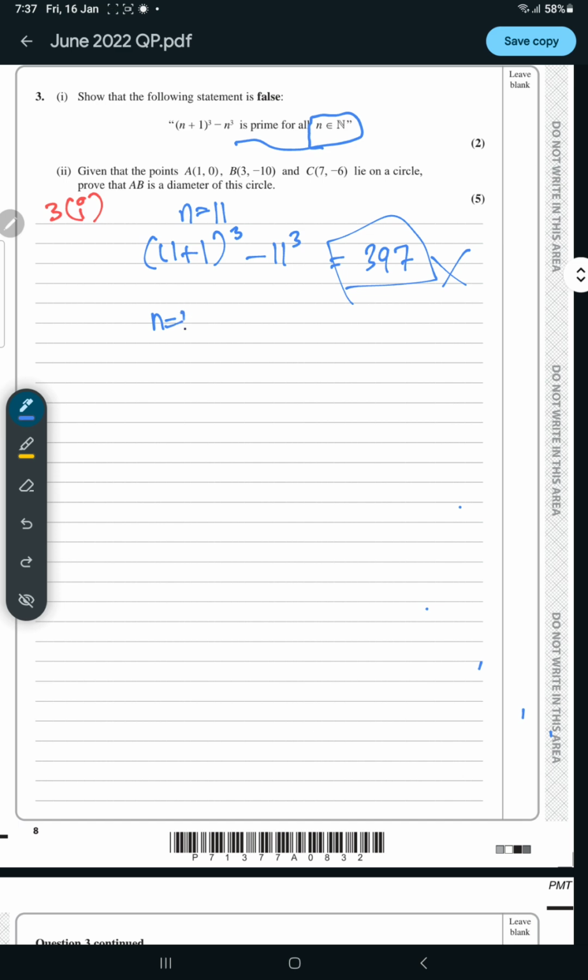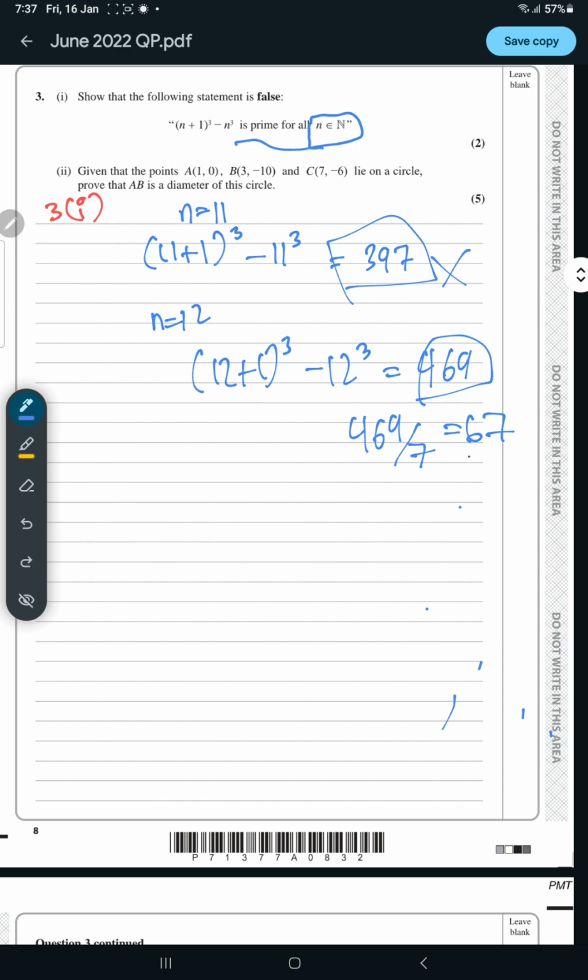Let's say n is equal to 12. So we have (12 plus 1) cubed minus 12 cubed, which is going to give us 469. We can say that 469 is divisible by 7, which is 67. Hence it's divisible by 7, so not a prime number.